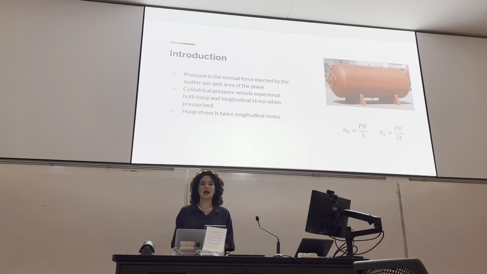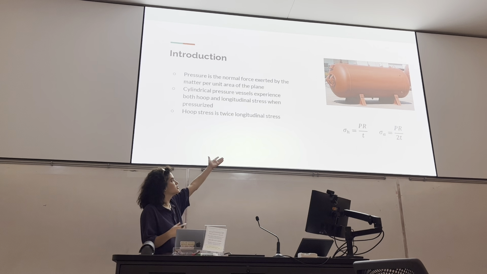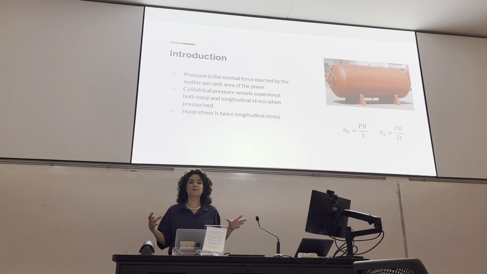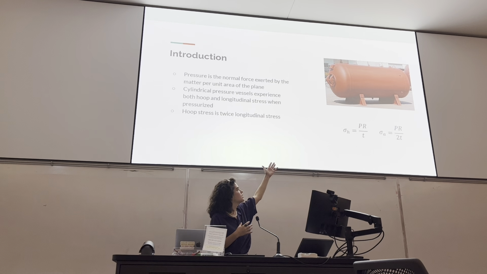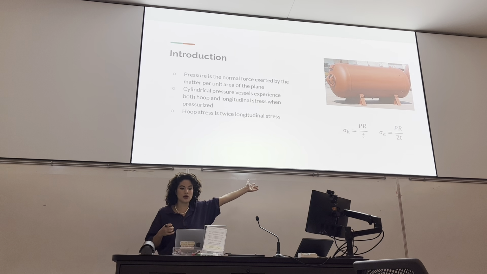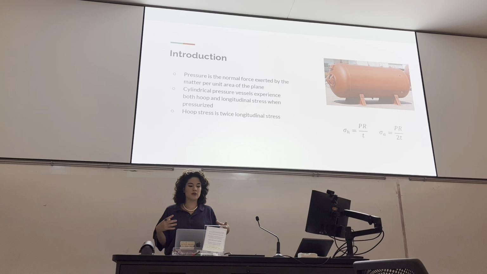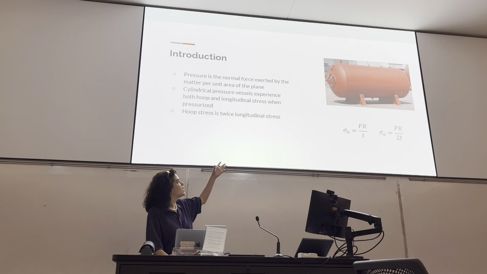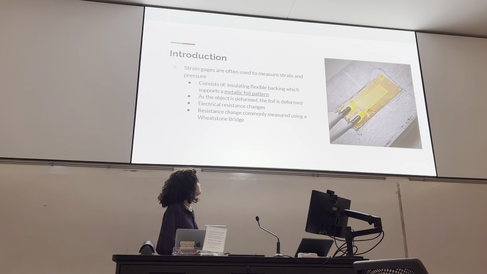Hi, I'm Anna, and I'll be talking a little bit more in depth about pressure. Pressure is described as the normal force exerted by the matter per unit surface of the plane. Cylindrical pressure vessels, as we can see in the picture, experience both longitudinal and hoop stress. And the relationship that describes the longitudinal and hoop stress is right there. You can see based on the equations that hoop stress is twice the amount of longitudinal stress. Therefore, it is very important for us to measure hoop stress, because when a pressure vessel bursts, it's usually because of the hoop stress and not the longitudinal stress.